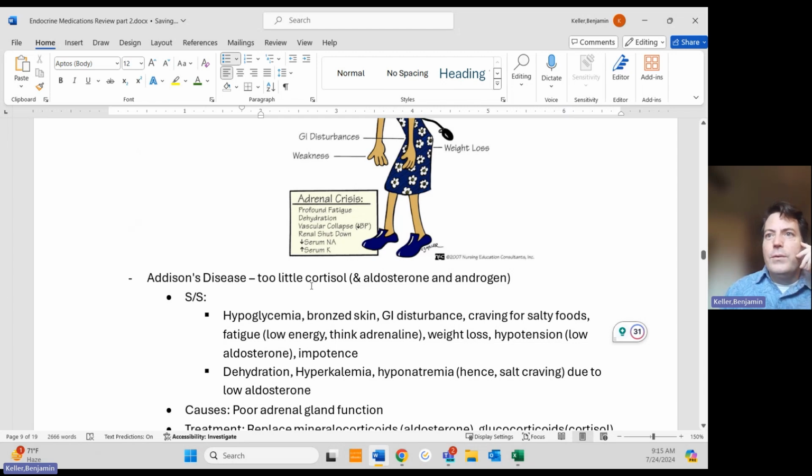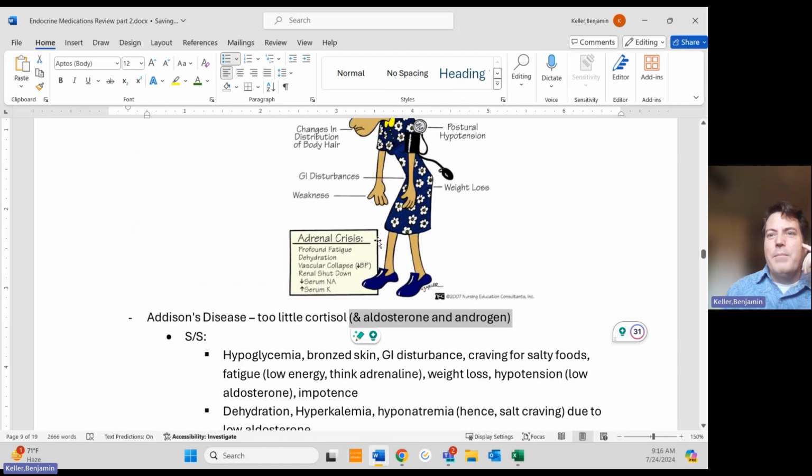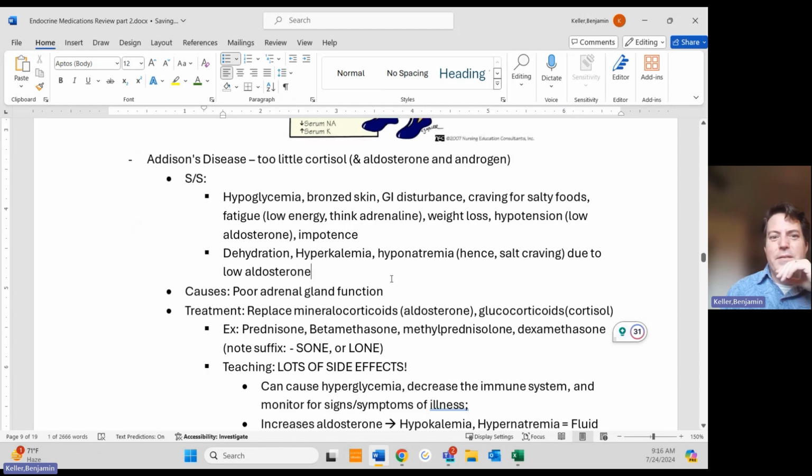So Addison's disease is too little cortisol, and typically along with it, aldosterone and androgen, because it can be affected by all of the hormones that are being released there by the adrenal cortex. So it can also include things like fatigue, impotence, GI disturbance, because you're just not you. You don't have energy. Corticosteroids, cortisol, gives you that thing you need to respond to stress in the short term, and that's a good thing. Helps elevate your heart rate when it needs to be, stuff like that.